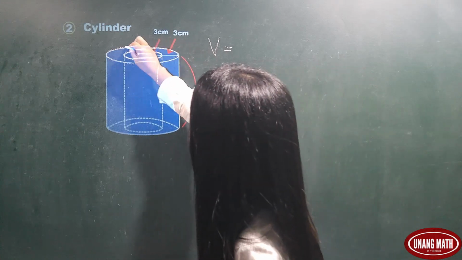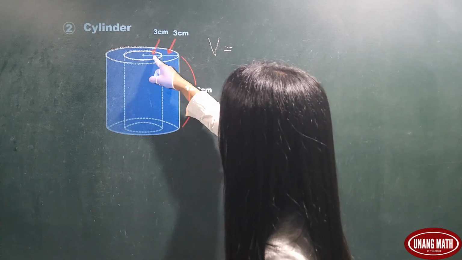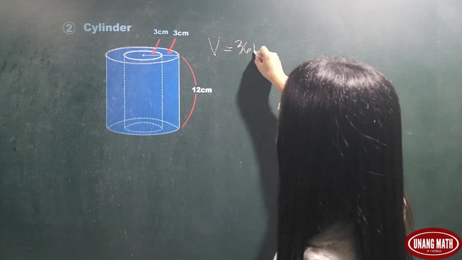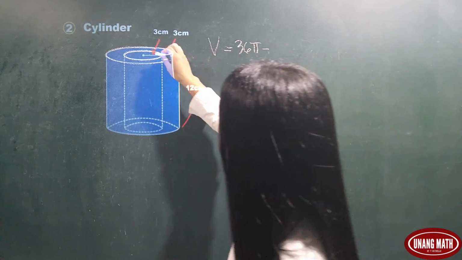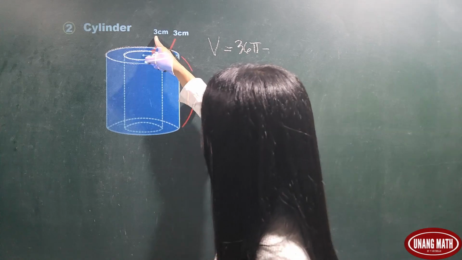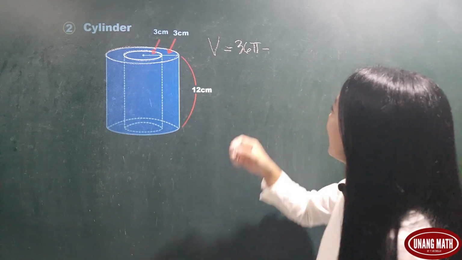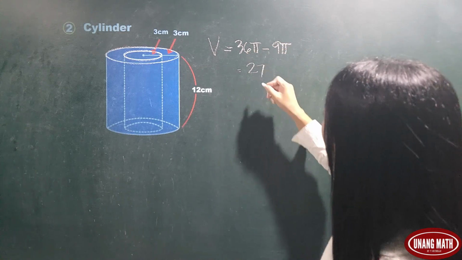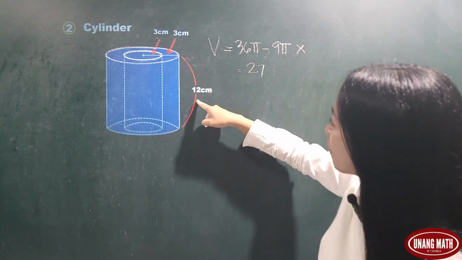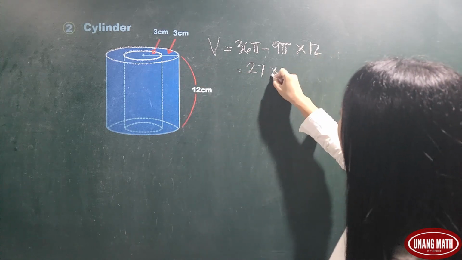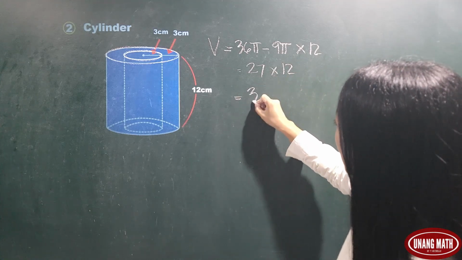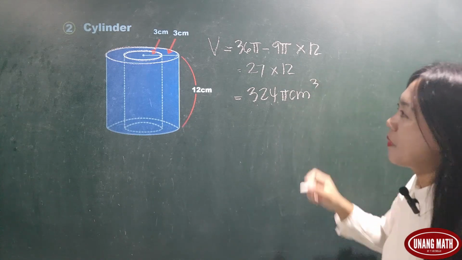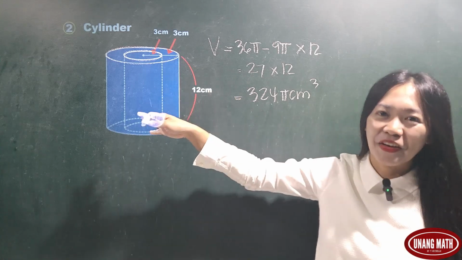Okay, the area of this bigger circle, since the radius is 6 centimeters, so it's going to be 6 squared, so that's 36 pi. Okay, 36 pi minus the area of this smaller circle. Radius is 3, so 3 squared is 9, so this is 9 pi. So 36 minus 9, that's going to be 27. Then multiply this one by the height of this cylinder, which is 12. So 27 times 12, then this is equal to 324. So 324 pi cubic centimeters. That's the volume of this cylinder with the hole.